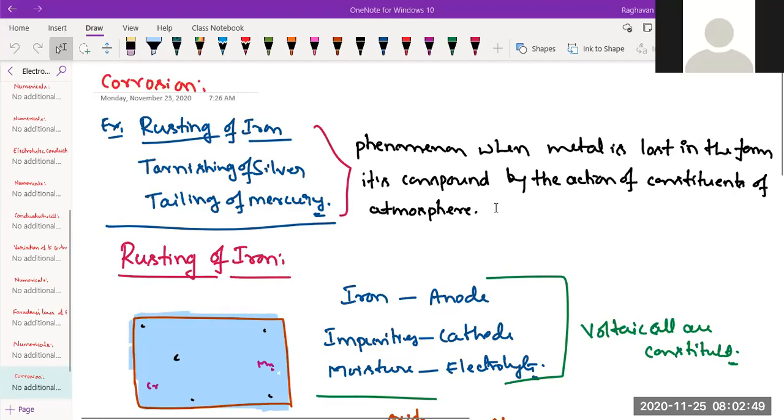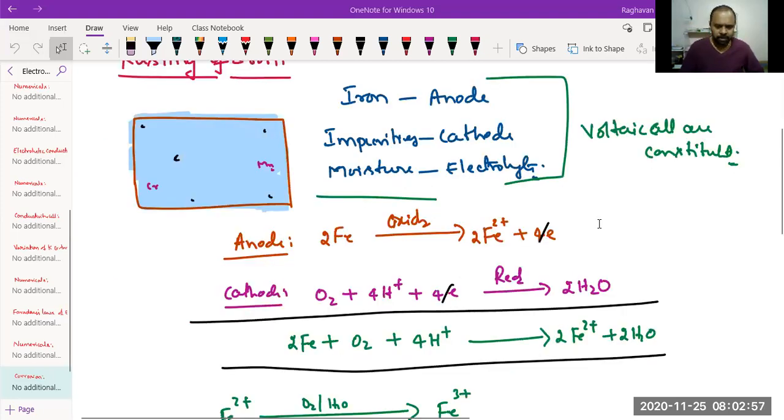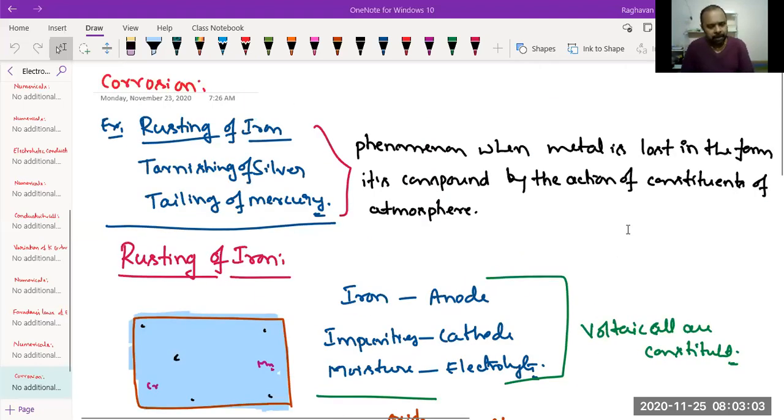Good morning. In electrochemistry, we were studying corrosion, and we have taken rusting as an example for corrosion. So corrosion is an electrochemical phenomenon. When I say electrochemical phenomenon, there will be involvement of gain and loss of electrons. That is an electrochemical phenomenon. So corrosion is an electrochemical phenomenon where metal is lost in the form of its compound by the action of constituents of atmosphere. When I say constituents of atmosphere, it may be moisture, dissolved oxygen in it, and the dust particles, carbon dioxide, everything.